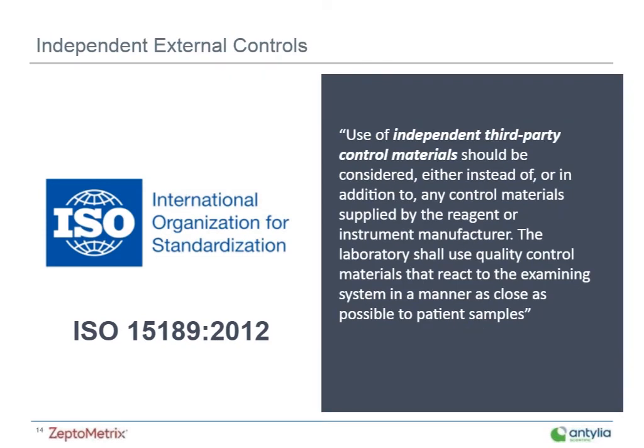And I think specifically, ISO also points to independent external controls. So the use of these independent third-party control materials should be considered, and they say either instead of or in addition to any control materials supplied by the reagent or instrument manufacturer. And like we talked about a little bit when we talked about external controls, they should use quality control materials that react to the examining system or the test system in a manner as close as possible to patient samples.